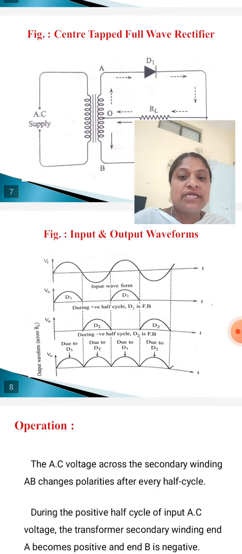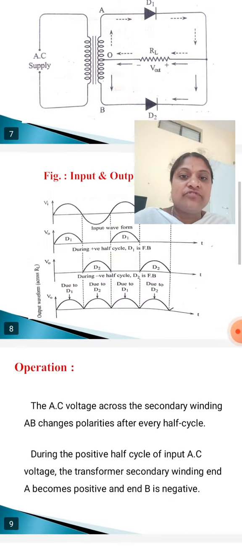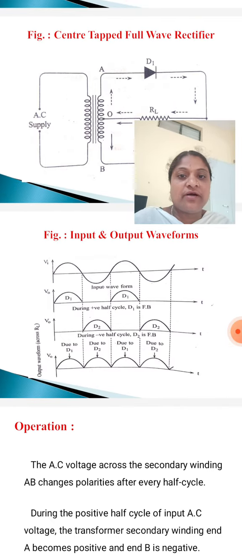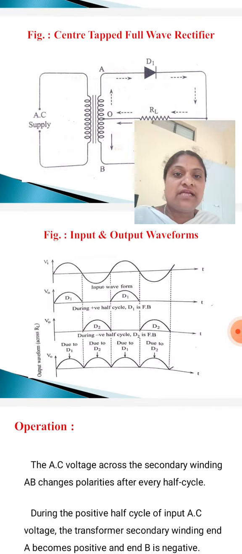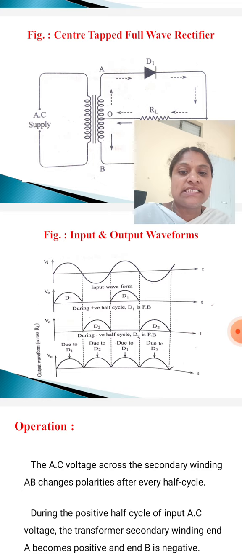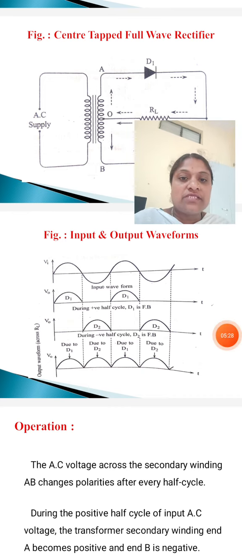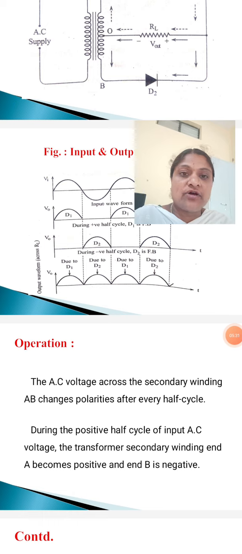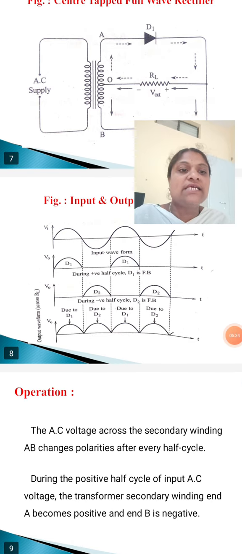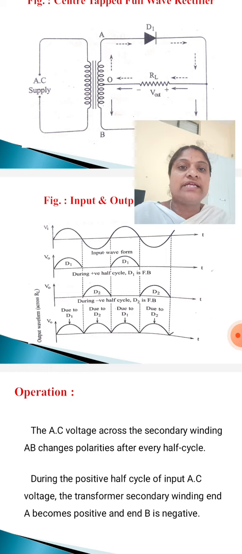This is the input and output waveforms of the center tapped full wave rectifier. Observe these waveforms. The first waveform is the input waveform. Vi is the input voltage, a sine wave, applied to the AC supply of the primary of the transformer. The AC voltage across the secondary winding AB changes polarity after every half cycle.